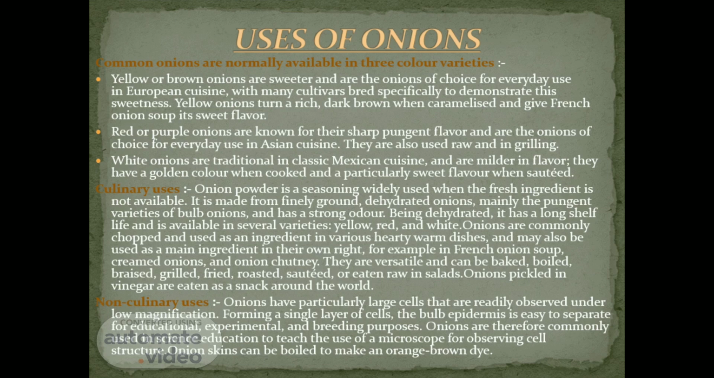Non-culinary uses. Onions have particularly large cells that are readily observed under low magnification. Forming a single layer of cells, the bulb epidermis is easy to separate for educational, experimental, and breeding purposes. Onions are therefore commonly used in science education to teach the use of a microscope for observing cell structure. Onion skins can be boiled to make an orange-brown dye.